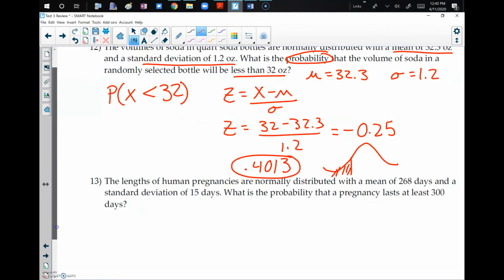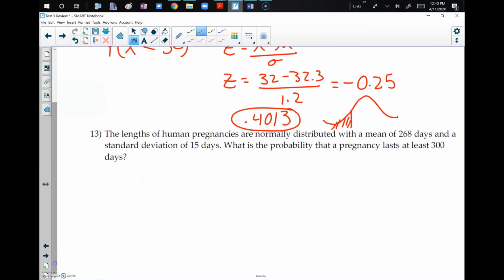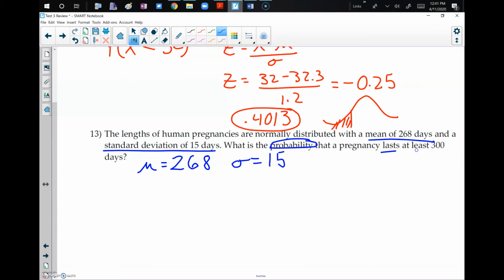Number 13, the lengths of human pregnancies are normally distributed with a mean of 268 days and a standard deviation of 15 days. And they want to know the probability that a pregnancy lasts at least 300 days. So here the words at least mean we want our days to be greater than 300. So I'm looking at the data values that are going to be greater than a value of 300.